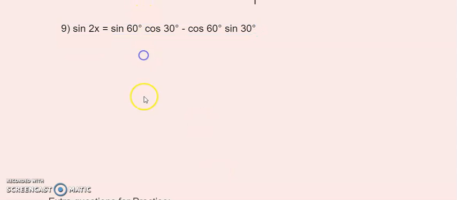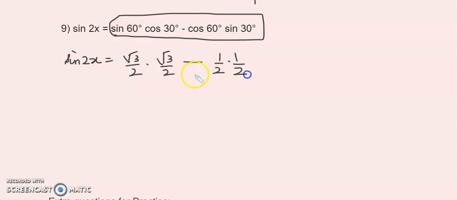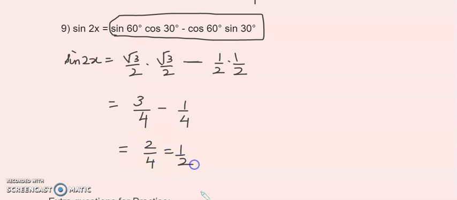Again, here we have to solve this. So what we'll do, we'll evaluate the right hand side, keeping the left hand side as such. So keep the sin 2x as such. Don't touch it. Sin 60 is root 3 by 2, cos 30 is root 3 by 2, minus cos 60 is half, sin 30 is half, right? So root 3 into root 3 is 3, 2 into 2 is 4, minus 1 upon 4, which is 3 minus 1, 2 upon 4, which is a half, right?